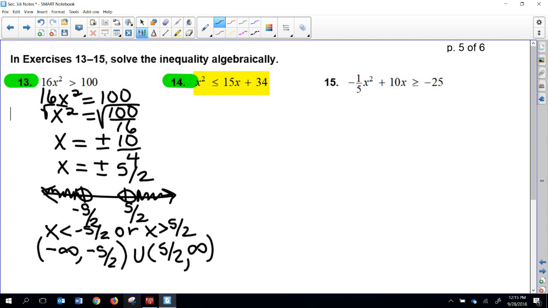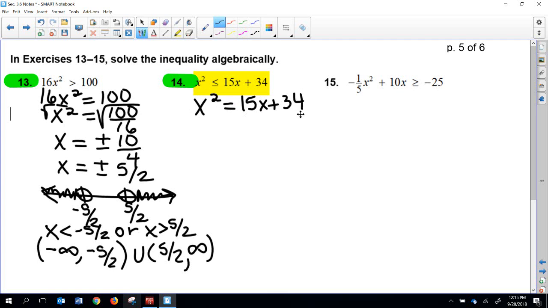All right, number 14, I want you to change the problem slightly. Make your minus 34 a plus 34. And we're going to do this one as well. What do I do first? I have to let it equal to what? 0. So I'm going to have to say x squared equals 15x plus 34.